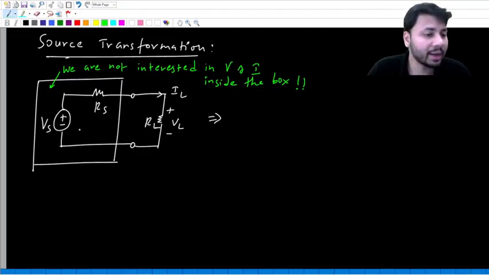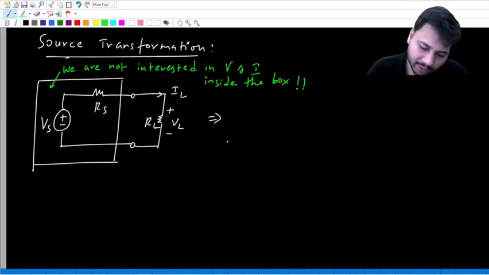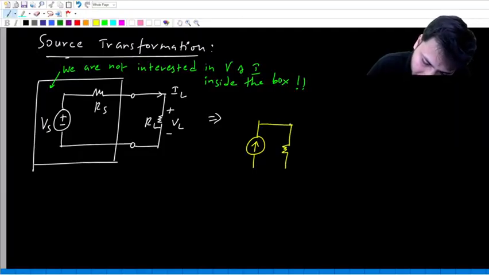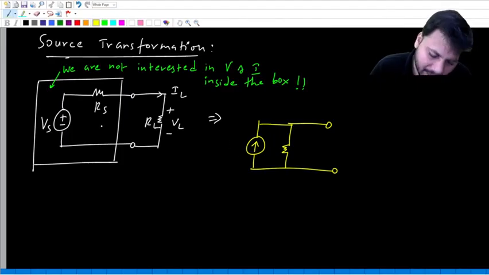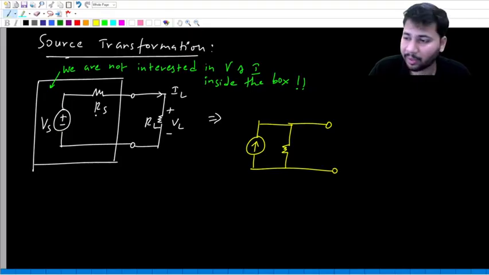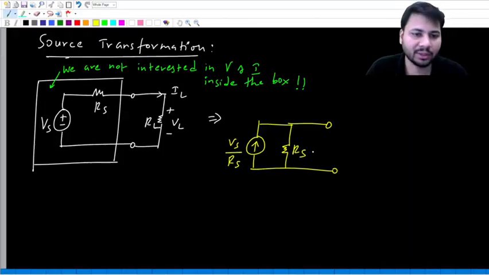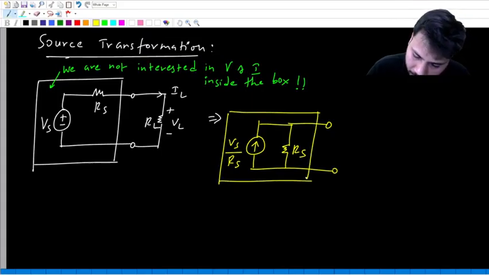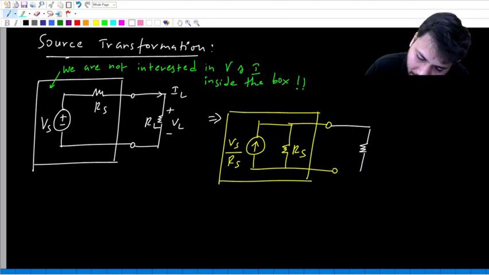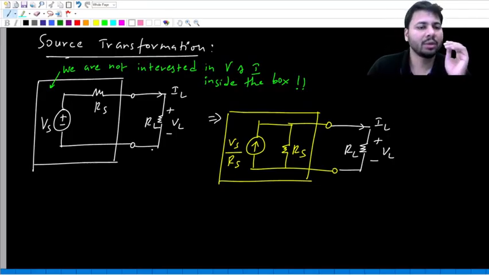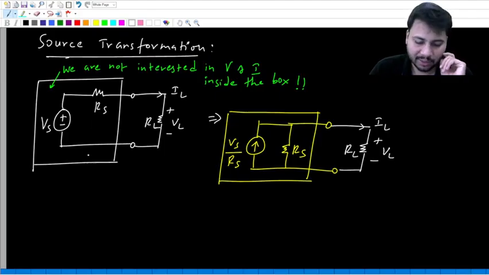If that is the case, you can replace this box with another box. This box contains a voltage source in series with resistance. We can replace it with another box which contains a current source in parallel with the same resistance, and the value of the current source is the value of the voltage source divided by the resistance in series. So Vs by Rs in parallel with the same resistance. But once again, outside the box we are going to connect the same load resistance RL, across which the load voltage is VL, through which the current is IL.